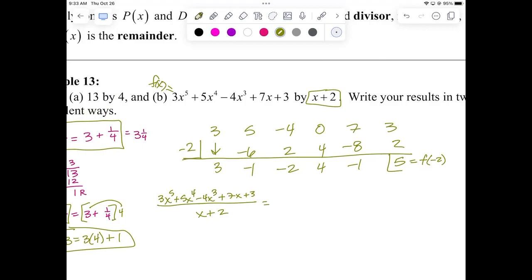it does equal what? Well, what is the degree of the depressed polynomial right here? 3x to the 4th. If this is x to the 5th, this is x to the 4th. So, as you said, it's 3x to the 4th minus 1x to the 3rd minus 2x squared plus 4x minus 1 plus 5 over x plus 2. There you go.